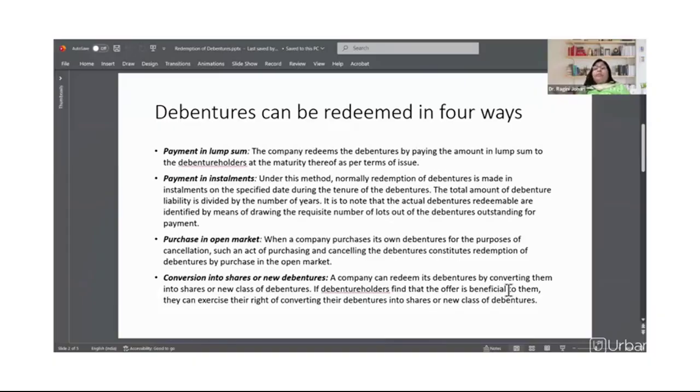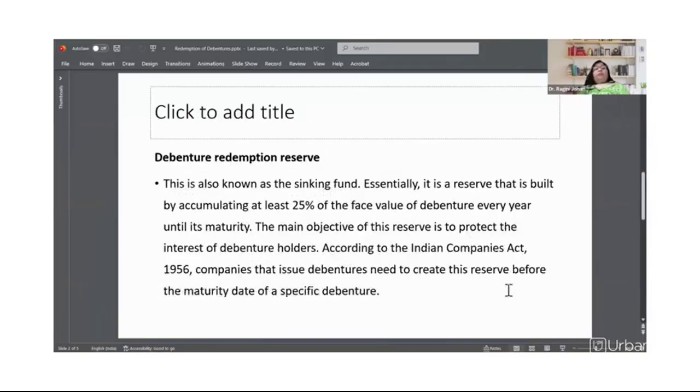Because there could be certain investors who at the time of redemption don't need that much money, right? But they feel that by way of converting them into shares or by way of investing in another debentures, their money will further grow. So for that matter, they can opt for this. So if debenture holders find that the offer is beneficial to them, they can exercise their right of converting their debentures into shares or new class of debentures.